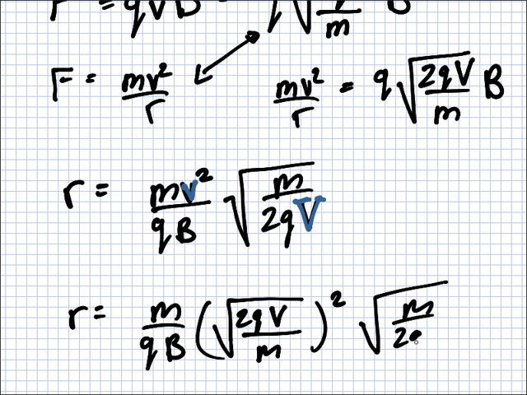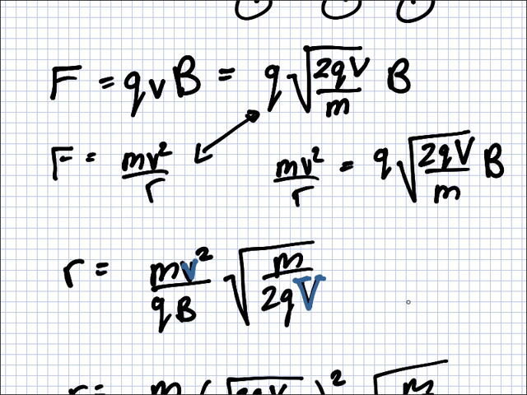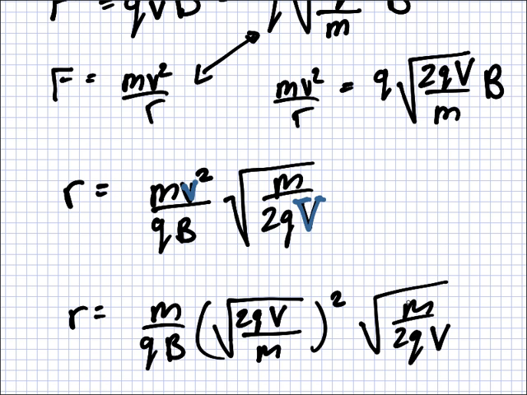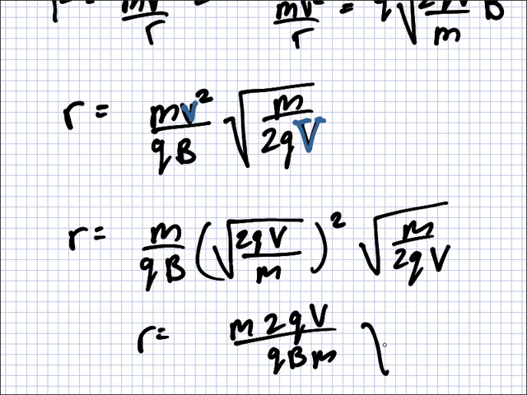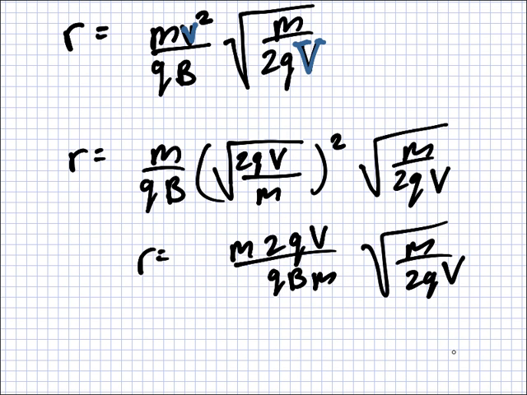Have I done something silly here? They're going to cancel, aren't they? Oh, it's getting messy. Yeah, no, sorry, that's okay. It's just a messy question. It's difficult. Okay, so here I get R equals m 2q voltage over qB times the square root of m over 2qV. Goodness sake.